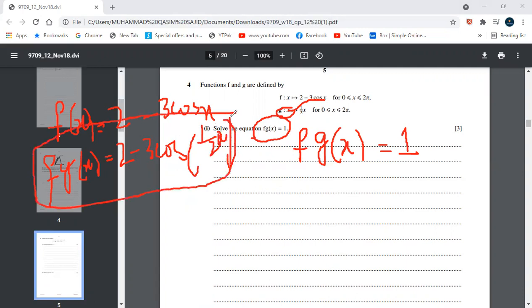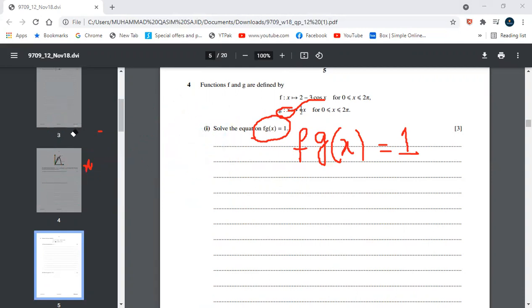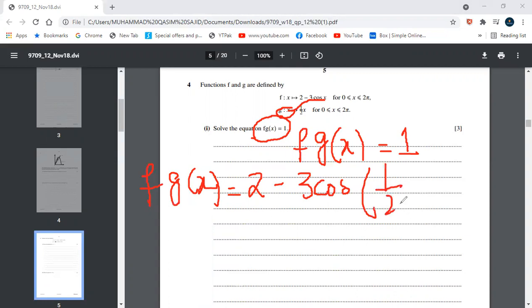Yes sir. Okay, so I am using this value. I am using the value that f(g(x)) equals 2 minus 3 cos half x. So this is my equation number 1, and this is my equation number 2.